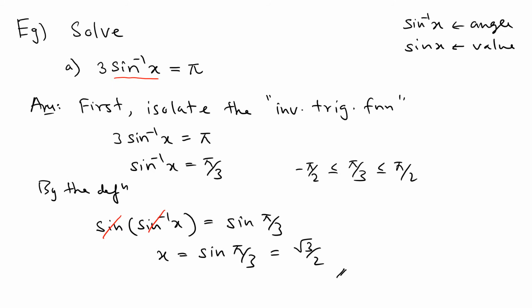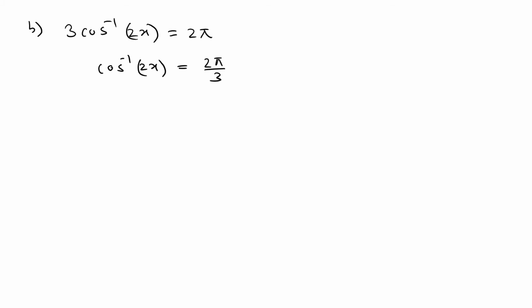So let's look at the next problem. As part B, let's try to solve 3 cosine inverse 2x equals, let's say, 2 pi. Again, as before, we can isolate the inverse trigonometric term. That means you're going to divide by 3 on both sides. So we write it like that.